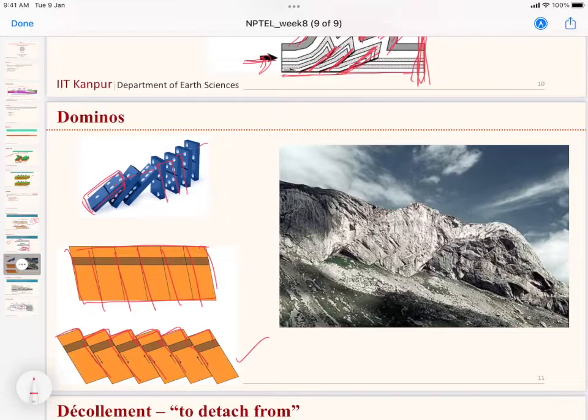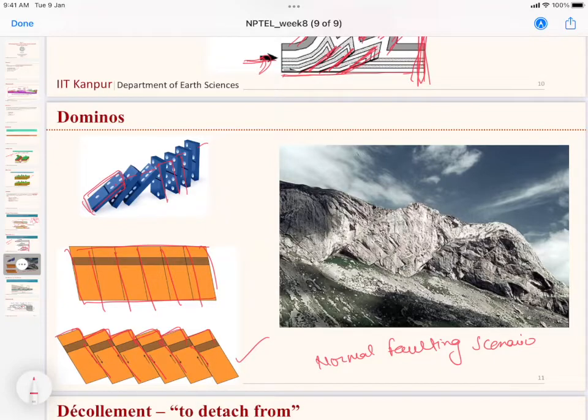So whenever there is a large amount of extension, and one more important thing, these dominoes will form in the normal faulting scenario. Now one may ask, why do they form in the normal faulting scenario? Why are normal faults not creating, how, like, where did these dominoes suddenly come from? So one might ask this kind of question.